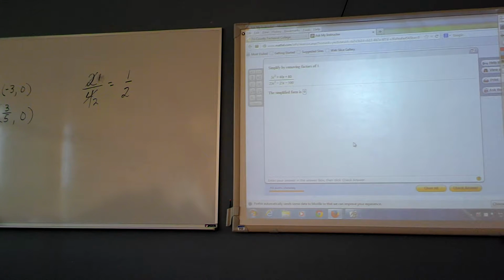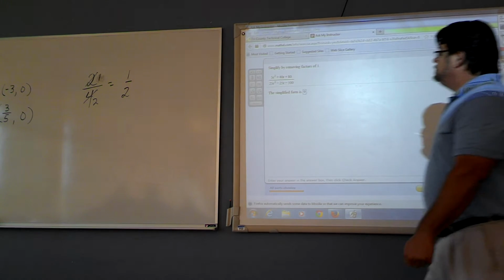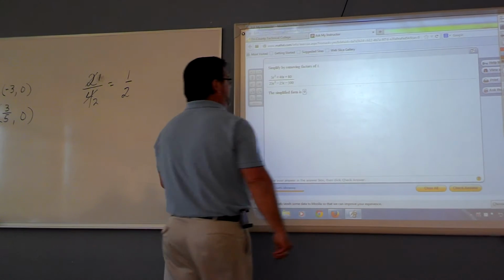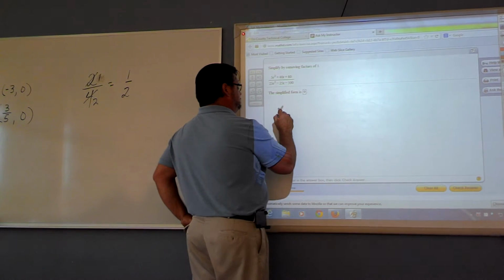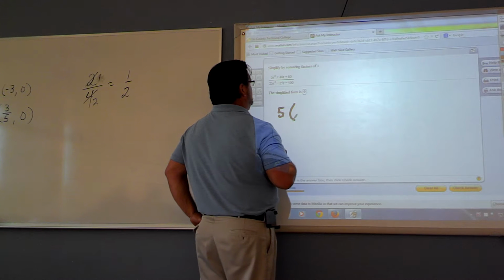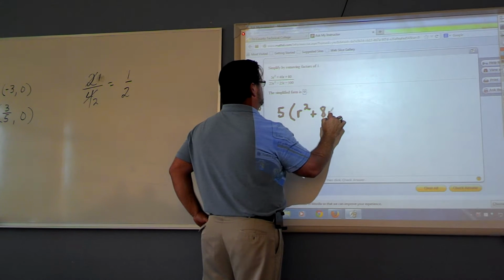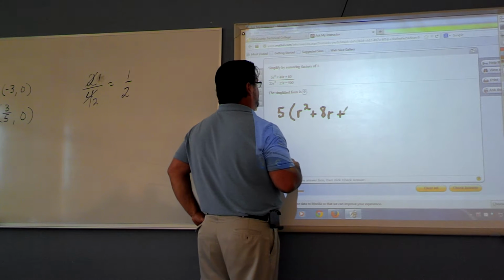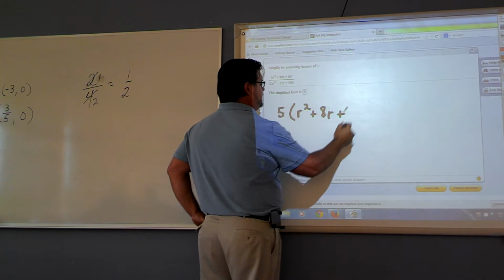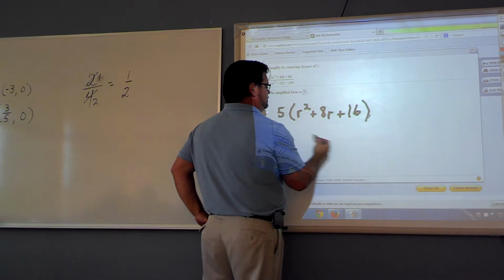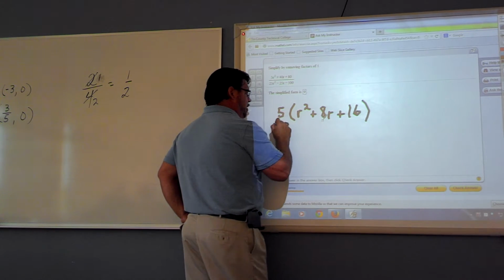Alright? So let's see how it looks. That top one I can factor out a 5. And that'll leave me with R squared plus 8R plus, I have no idea, what? 16. Thank you. That looks like a shortcut. Over.